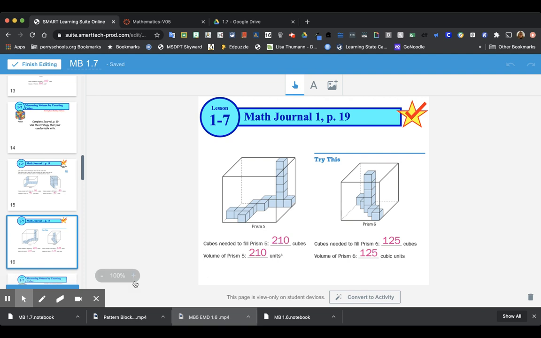This one was a little bit more tricky. You could find the height, which was 6. And this one was like one of the examples I gave you where you had to kind of put it together like a puzzle. 1, 2, 3, 4, 5, 6, 7. And then you could have done it 1, 2, 3, 4, 5. So you put those 3 together to come up with 210 cubes to fill that entire prism. And then the try this was 125 cubes, 125 cubic units.